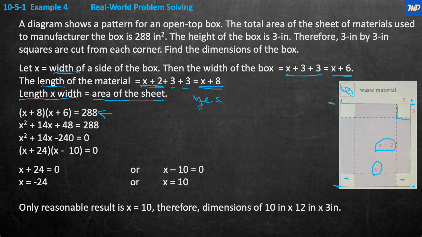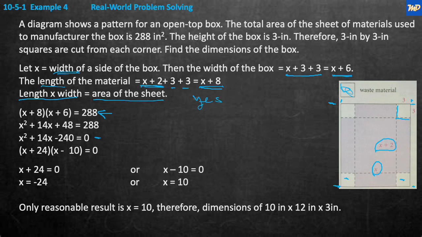So we're going to have x squared plus 14x plus 48 equals 288. We move it, and we have x squared plus 14x minus 240, because 48 minus 288 is minus 240. And that equals 0. X squared plus 14x minus 240 equals 0. So now we can factor it, and when we do that, we're going to get x plus 24 times x minus 10.